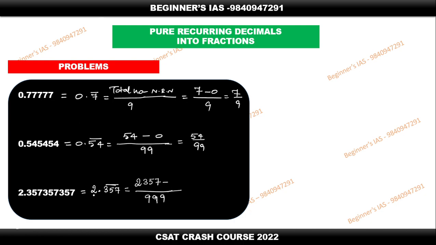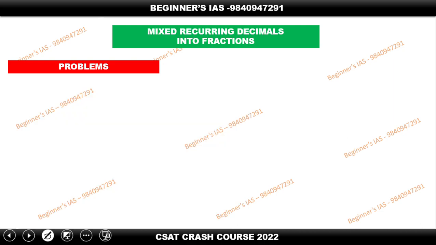Here 2 is non-recurring, therefore you need to subtract that 2. So what is the answer for this one? 2355 by 999. So this concept is also important, but the UPSC asked the question from converting a mixed recurring decimal into a fraction. This topic is also very important.